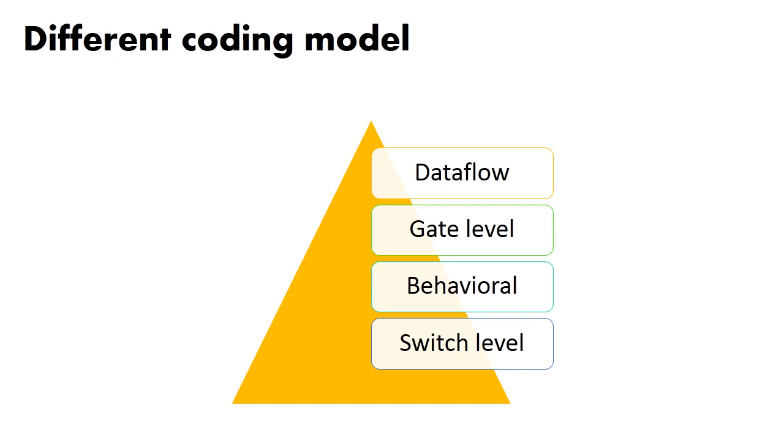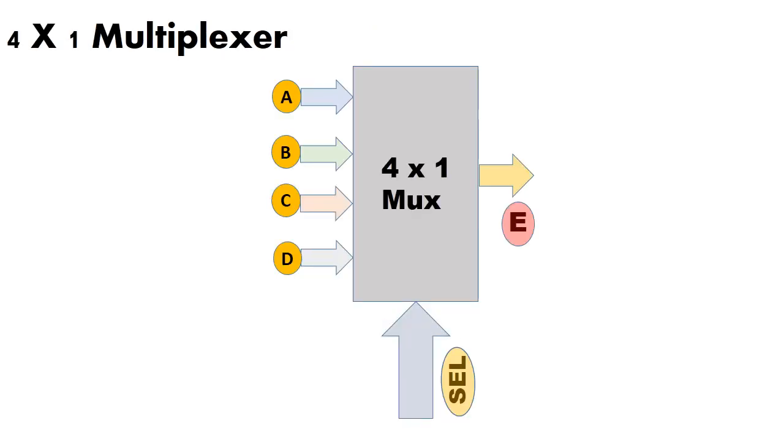Verilog HDL modeling language supports four kinds of modeling styles: dataflow modeling, gate modeling, behavioral modeling, and switch level modeling. Since switch level modeling is rarely used, most designers focus only on the first three levels of modeling. In order to have a better understanding, in this presentation I am going to explain Verilog coding in all four levels of modeling using a 4-in-1 multiplexer.